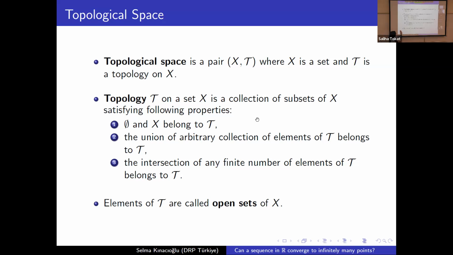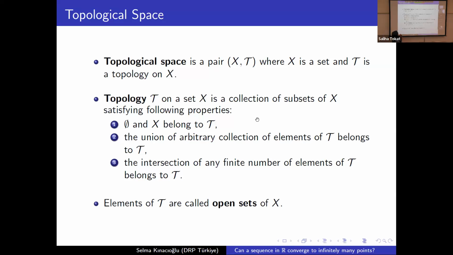So let us define X. Let X be a set. There is no condition, as I said. And let T be the collection of subsets of X. So I can define a topology on X, and the pair (X, T) will be a topological space.